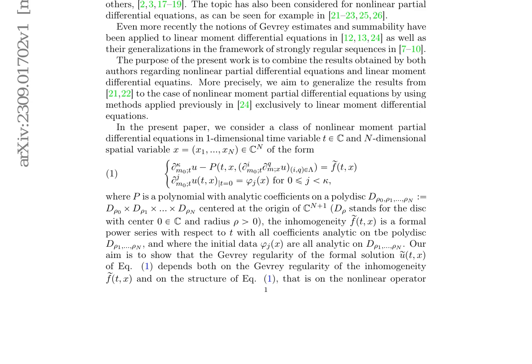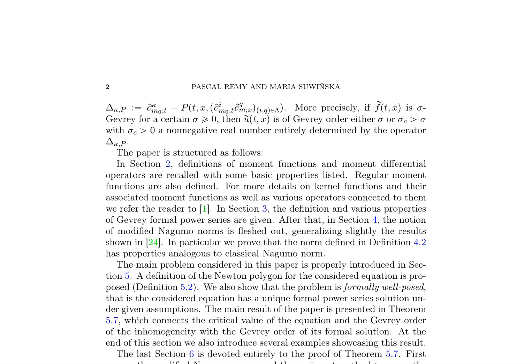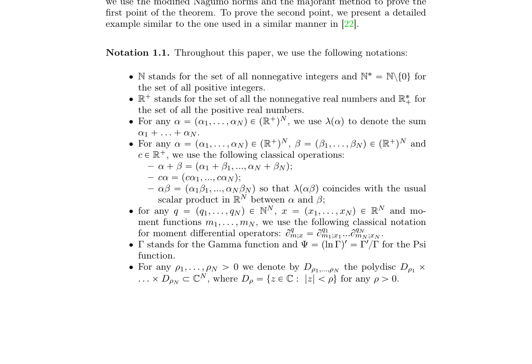The authors analyze the geometric structure of the Newton polygon associated with the equation to achieve their results. They show that the Gevrey regularity of the formal solution depends on the Gevrey regularity of the inhomogeneity and the structure of the equation. The paper is structured into sections, starting with definitions and properties of moment functions and Gevrey formal power series. It then introduces the notion of modified Nagumo norms and the main problem considered, which is the study of the Newton polygon and the uniqueness of the formal power series solution.